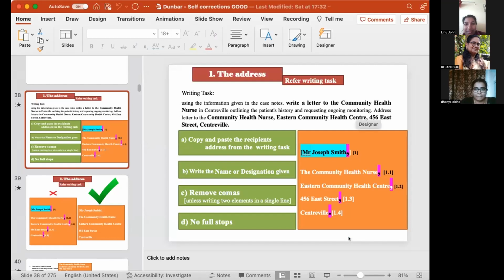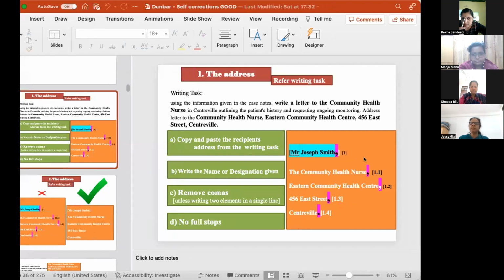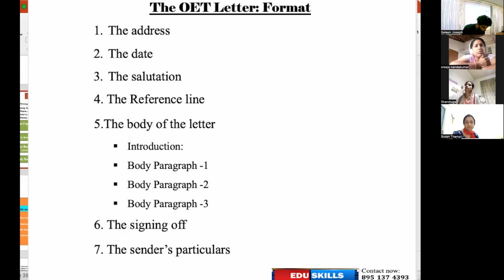When you write in address format, remove the commas. After each segment, no full stop, no comma. So be mindful of these 4 things. Exactly copy and paste from the writing task the address given, remove the commas, put it in writing address format, and no full stop, no comma. Is that clear? So the first portion of your letter is, no confusion, number 1, address.